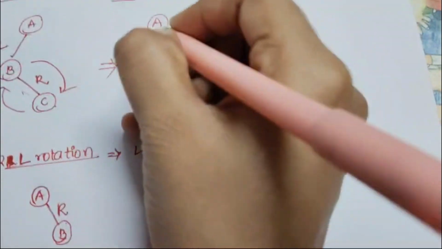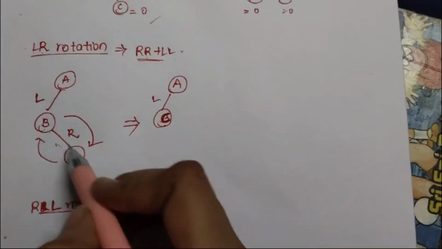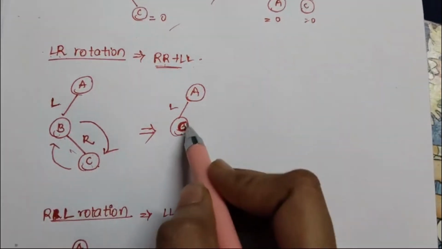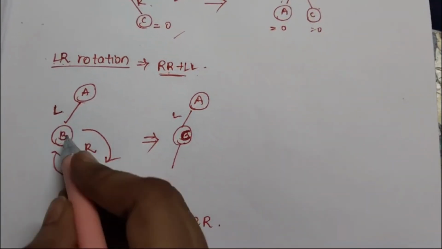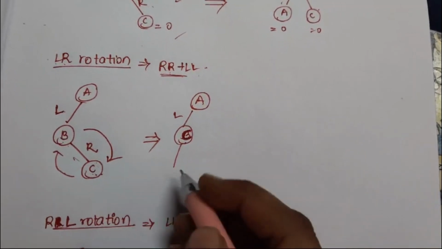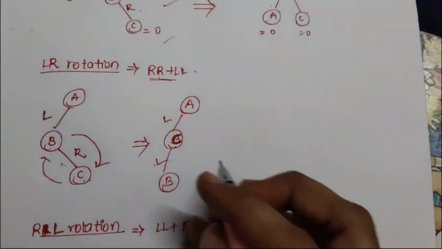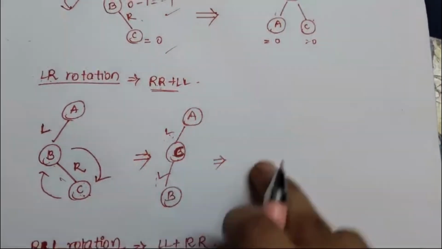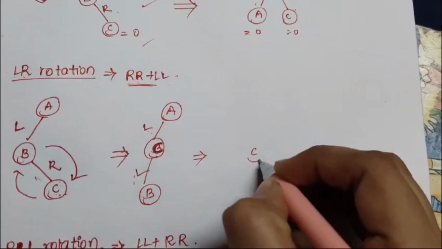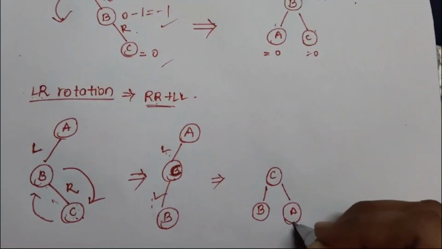So we need to interchange these two, A and C. We are interchanging A and C, right? So these two will be interchanged. Now see, L, L, we got an LL rotation. We know how to convert LL. When LL comes, we need to do a right rotation like this. So C will be in the middle, with B and A.